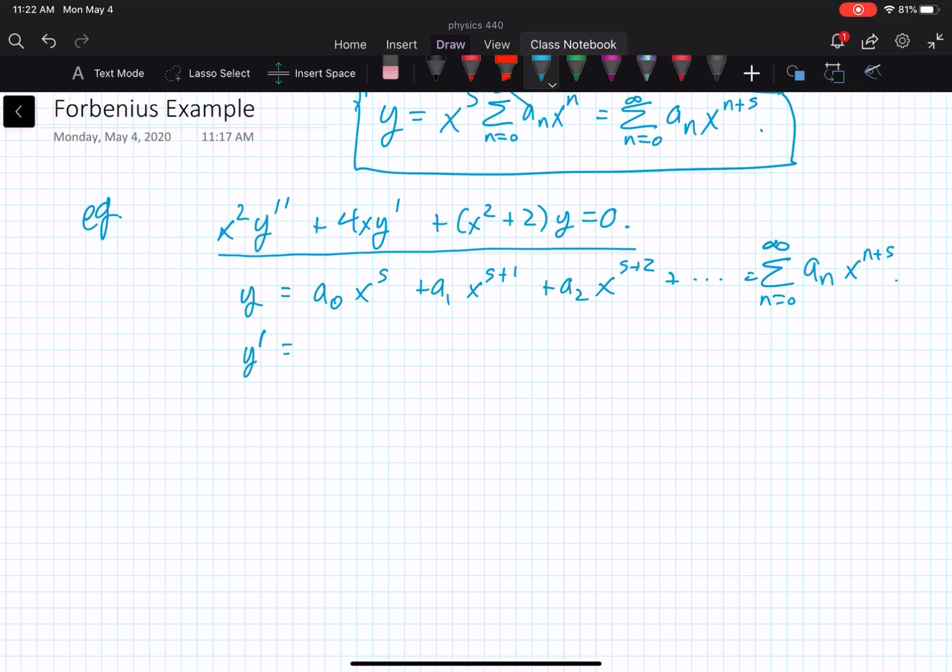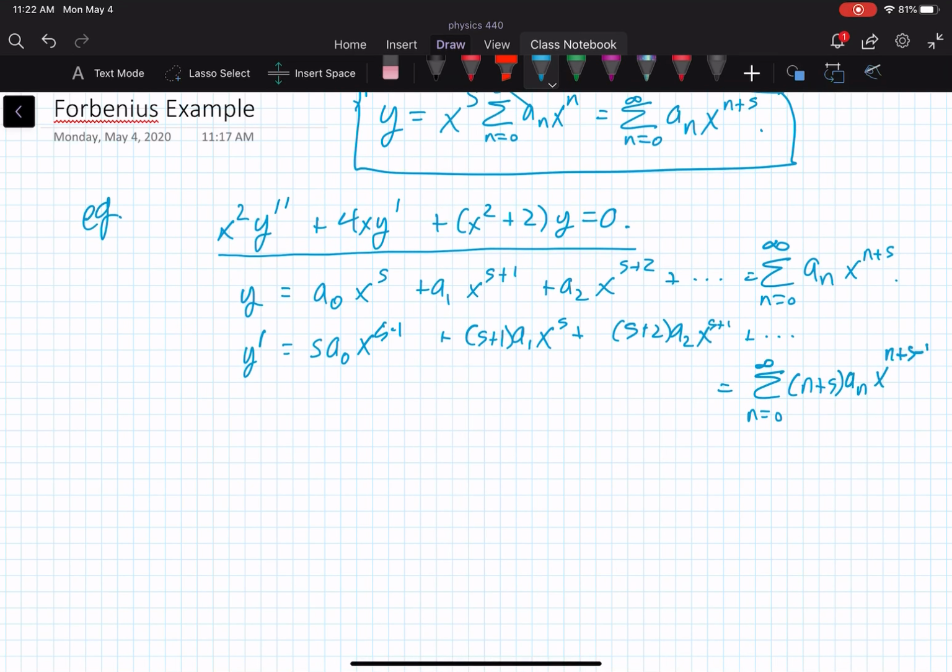y prime is going to be s times a naught times x to the s minus 1 plus s plus 1 times a1 times x to the s plus s plus 2 times a2 times x to the s plus 1 and so on, and that'll equal the sum from n equals 0 to infinity of n plus s times a sub n times x to the n plus s minus 1.